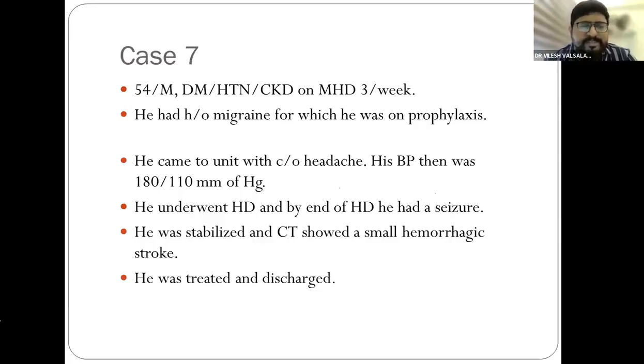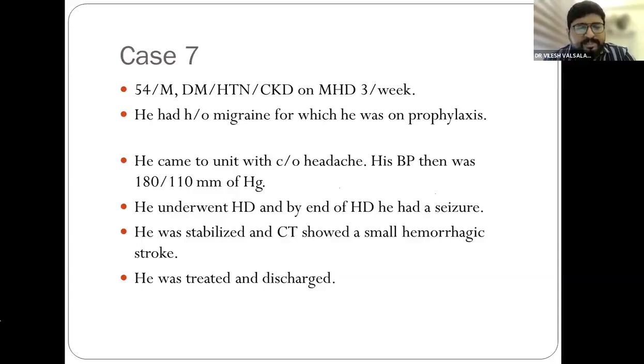Coming to the last case, case 7, a 54-year-old male, diabetic, hypertensive, with chronic kidney disease on maintenance hemodialysis 3 per week. Now he has a history of migraine for which he was on prophylaxis. So this patient already has a history of migraine and headache. Now he came to the unit with a complaint of headache. At that time his blood pressure was 180 by 110 millimeters of mercury.